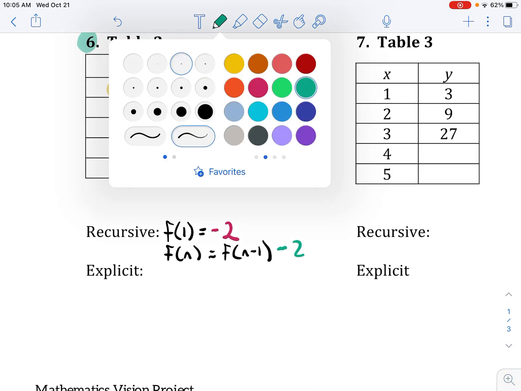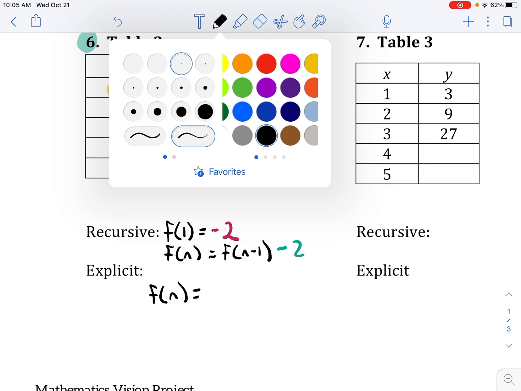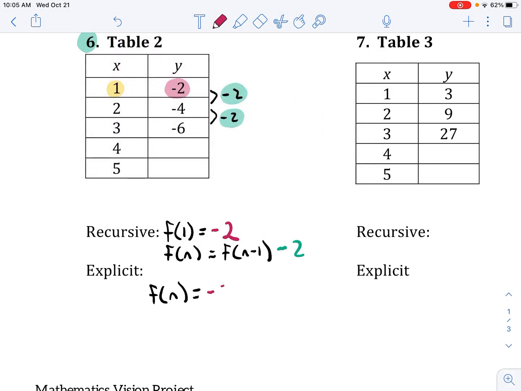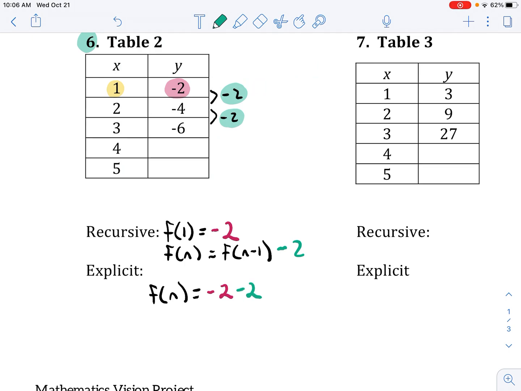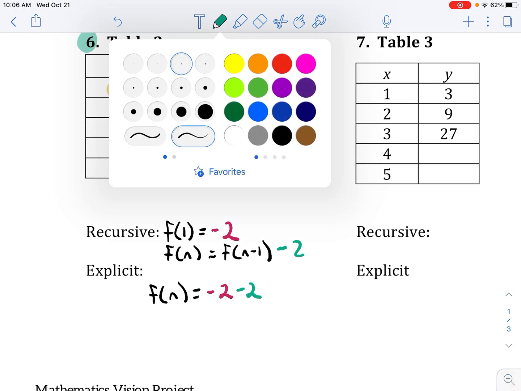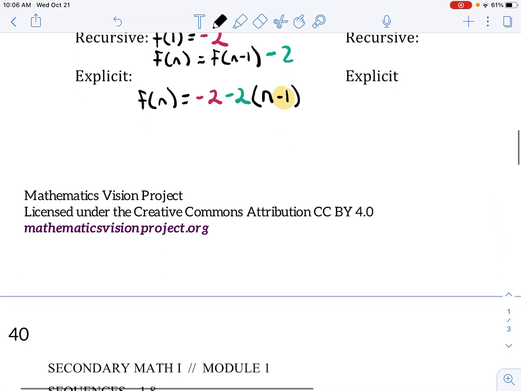The explicit equation for this sequence is f of n equals my start value, which is negative 2, and then my action, which is to subtract 2, and then repeated subtraction or repeating adding a negative number is multiplication times n, and it's n minus 1 times, so I'd subtract 1, n minus 1.